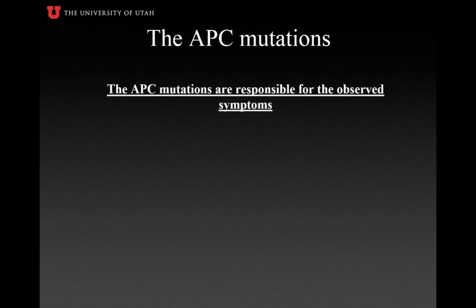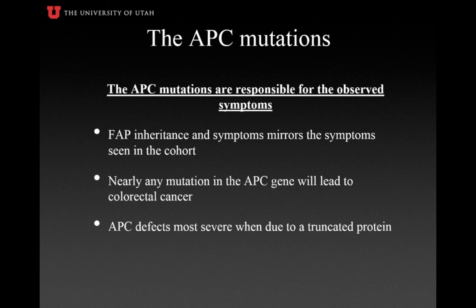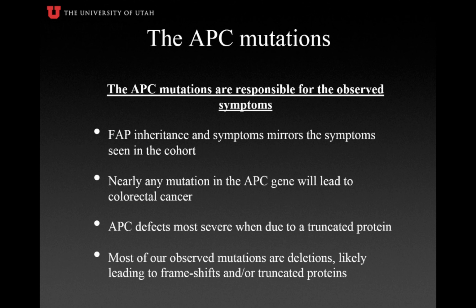In addition to FAP symptoms being derived from APC mutations, it's also known that nearly any mutation in the APC gene will lead to colorectal cancer. Additionally, APC defects are most severe when they are due to a truncated protein, which is likely the result of our deletion mutations, as I mentioned, leading to frameshifts and truncation of the protein. Based on this evidence, we conclude that APC is the damaged gene responsible for the cohort symptoms.